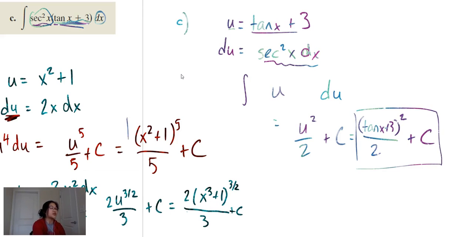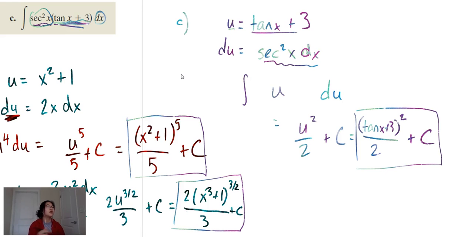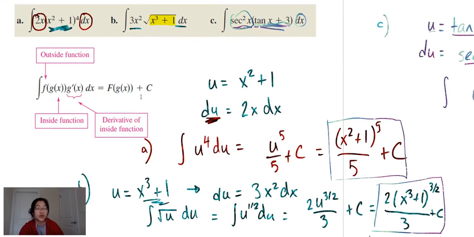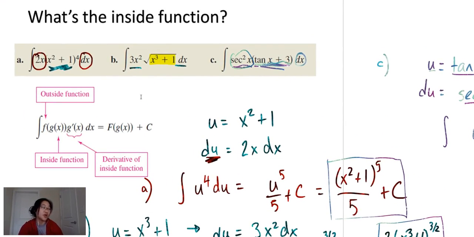I was a barbarian over here, and I did not box my answers. I am sorry. All right, there we go. So that's A, B, and C. The challenge is to identify what's the inside function. Or if we want to think about peanut M&Ms, what's the peanut?